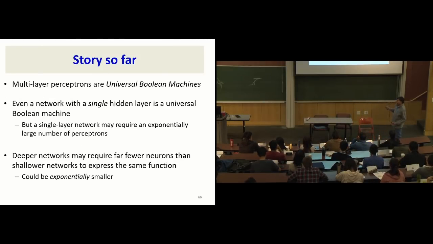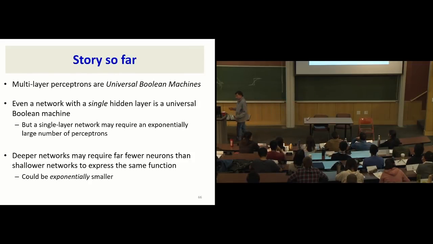So the story so far, we've shown that MLPs are universal Boolean machines. Even a network with a single hidden layer is a universal Boolean machine, but deeper networks may require far fewer neurons than shallower networks to express the same function. Questions, anybody?